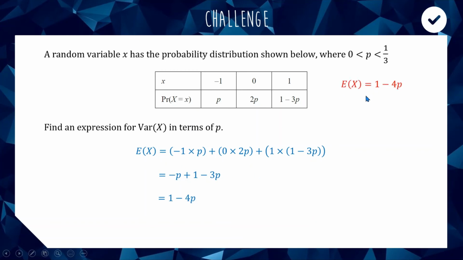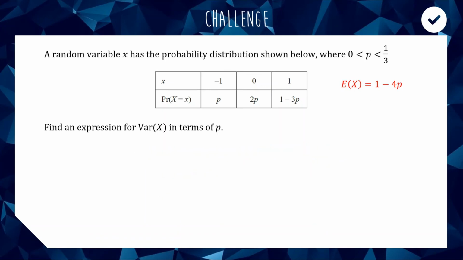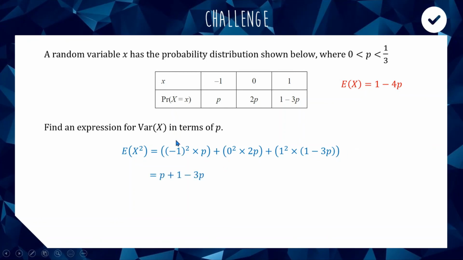We'll make note of that, and now we'll go ahead and we'll find the expected value squared once again. So same process, same formula, except our outcomes, our x values are being squared. So now instead of negative 1 times p, we have negative 1 squared, which is positive 1, times p gets us p. 0 squared is still 0, so that still vanishes, and then 1 squared is still 1, so we have 1 minus 3p on the end once again. Okay, so this one just became positive, the rest was all the same. Simplifying this, and we get 1 minus 2p if we group the p's together. All right, there's our expression for expected value squared.